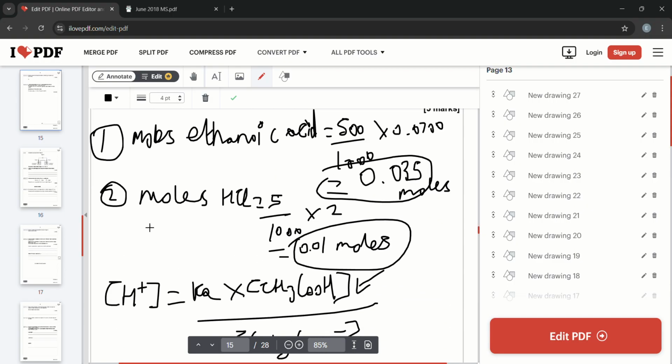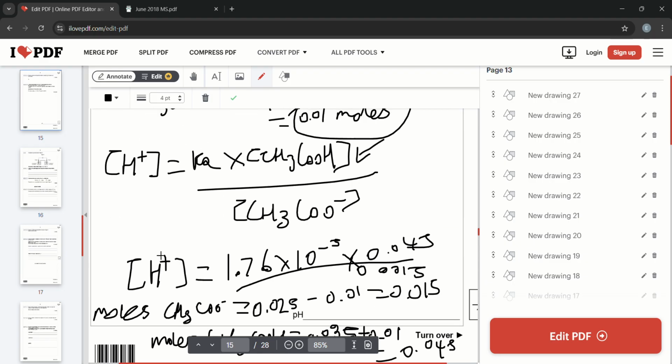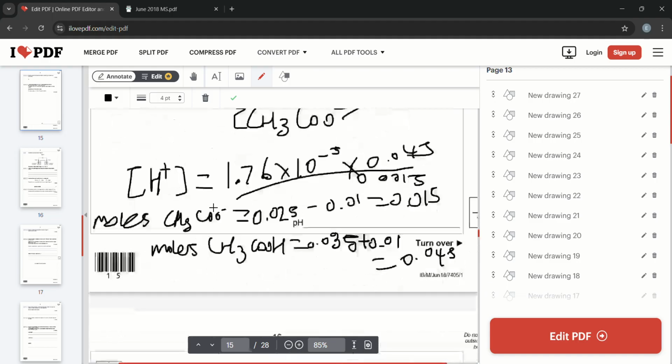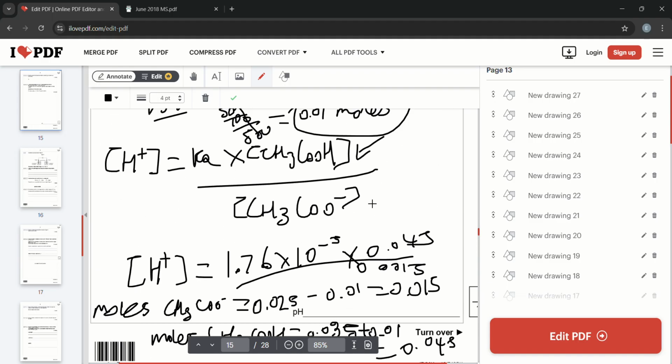Well, the thing is, if I've got 200 over 500 divided by 100 over 500, what will be the answer? Let's put it in a calculator. 200 divided by 500 divided by 100 divided by 500. 2 out of 25. Let's forget it. The idea is the volumes will cancel out anyway.